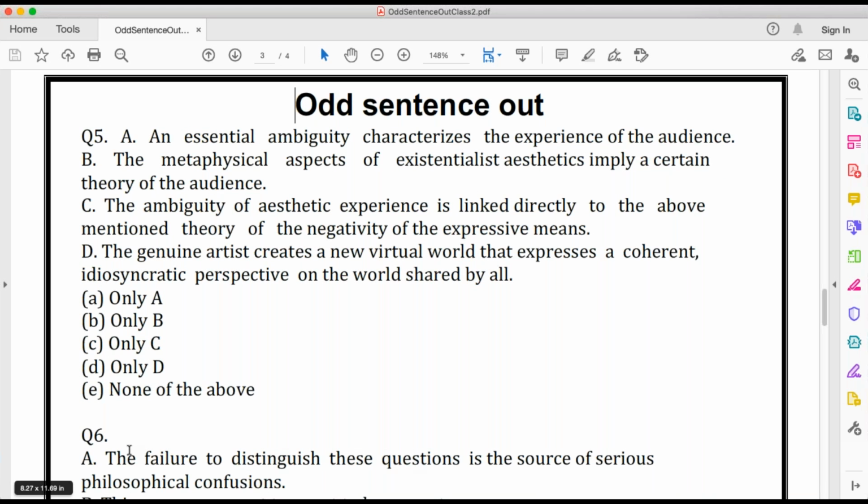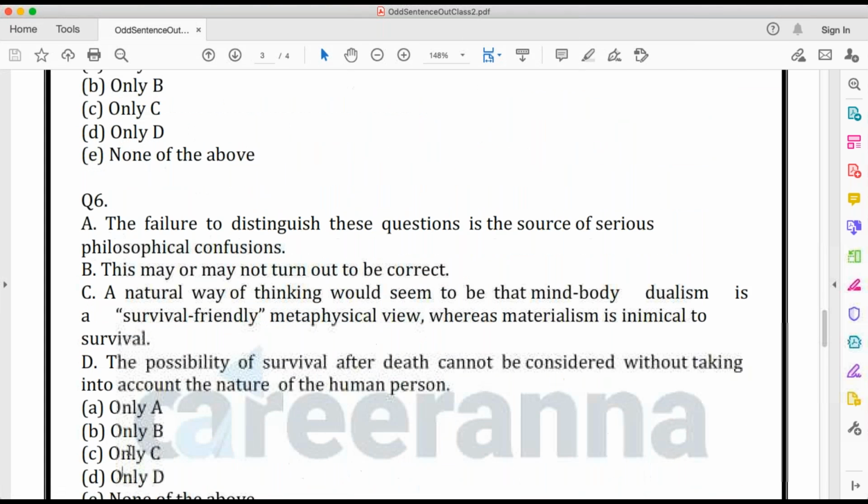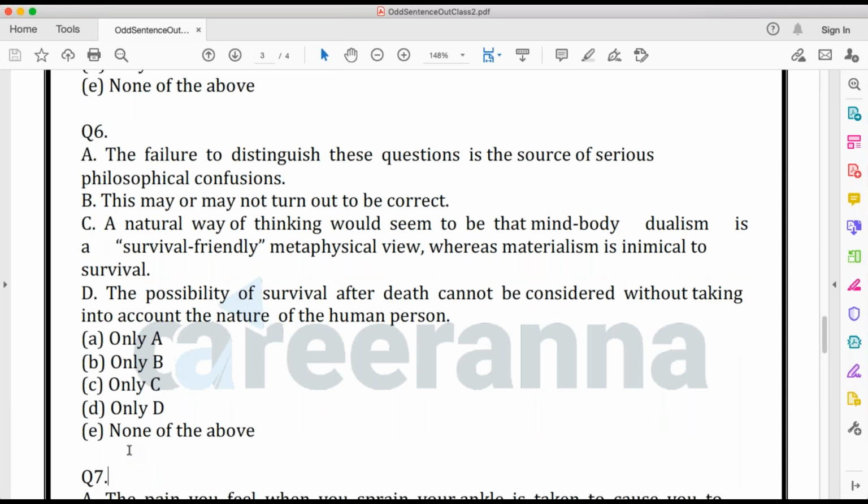Let's move to the next question. Question number 6. Damini, TestNet will be even easier than this. TestNet, the first class which we had, is more like TestNet. Question number 6.